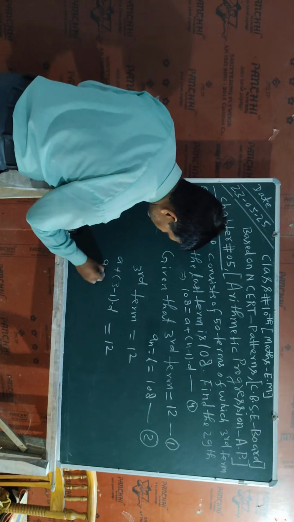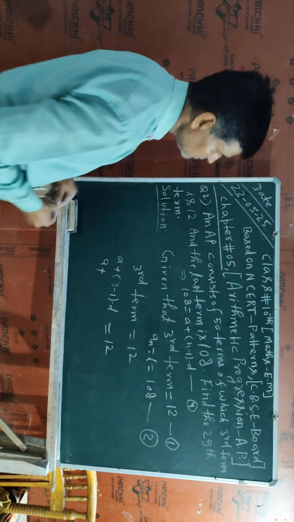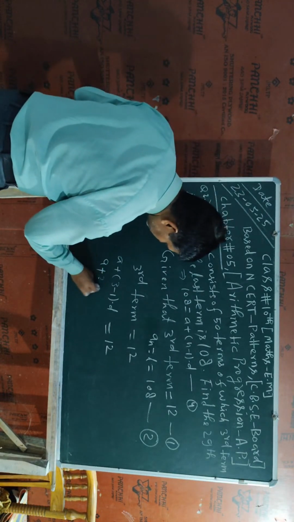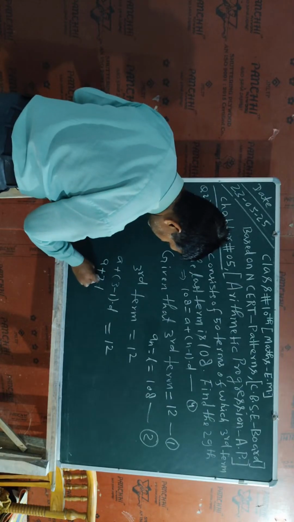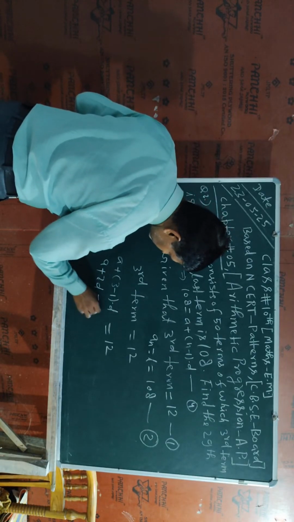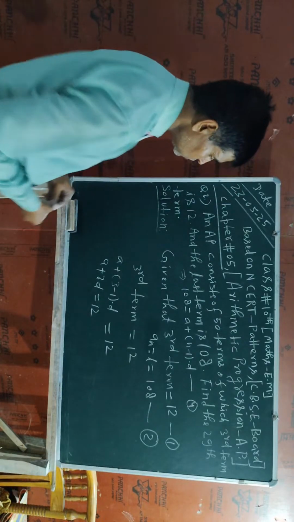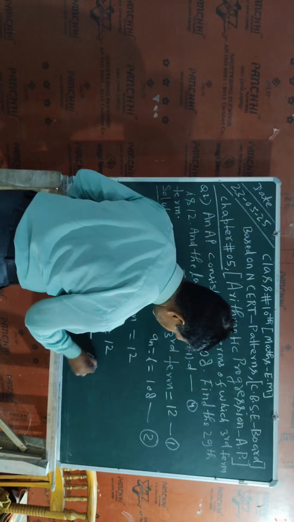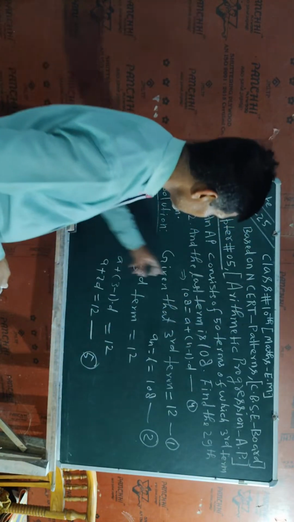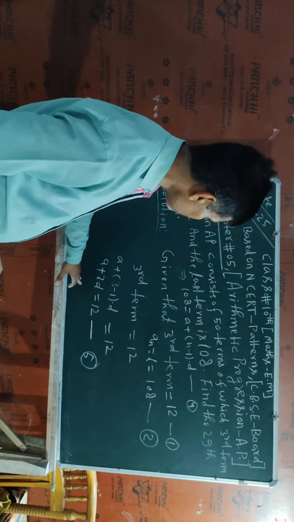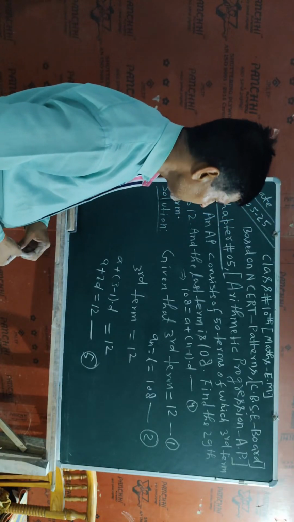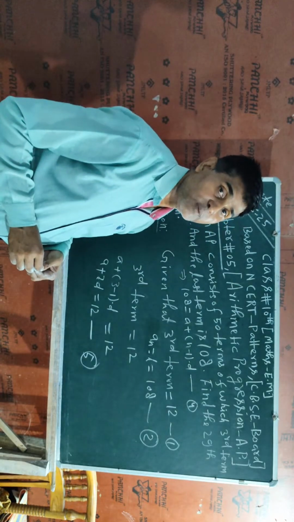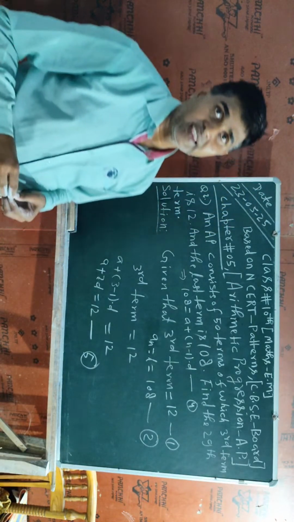After simplifying I will write a plus 2d, which is equal to 12. Okay student, so here I have got one equation, and this equation I will say is equation number 5. So with the help of equation number 4 and 5 I will get the value of a and d, and after getting the value of a and d I will substitute the value of a and d in equation 3, and then we get the answer.